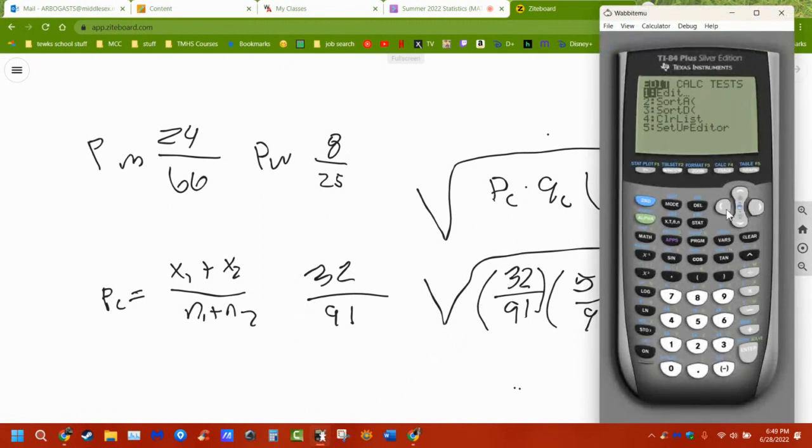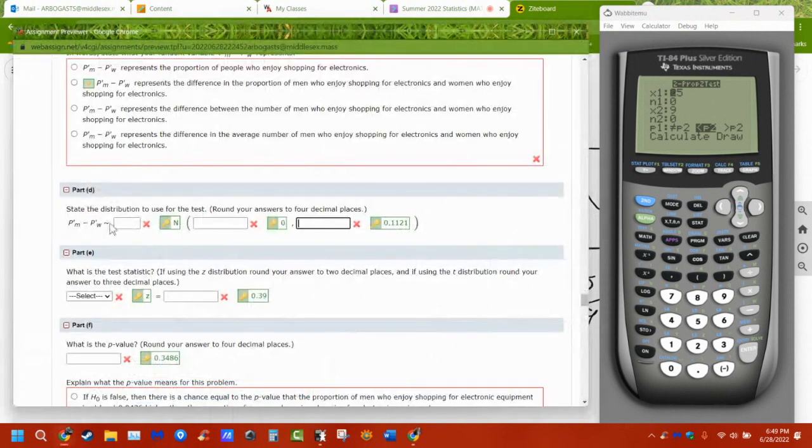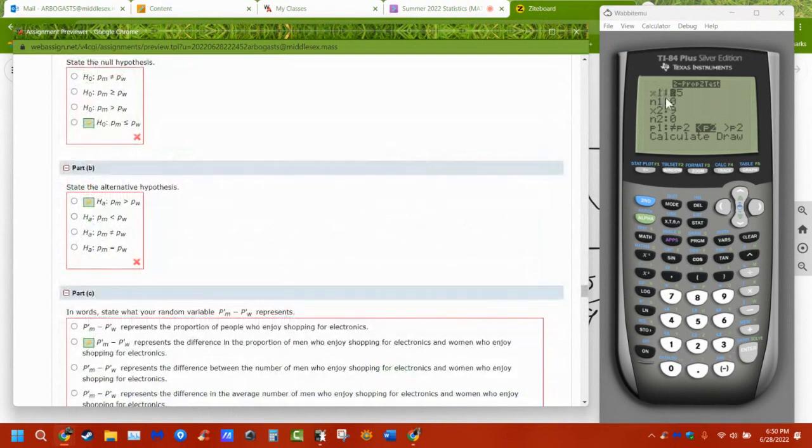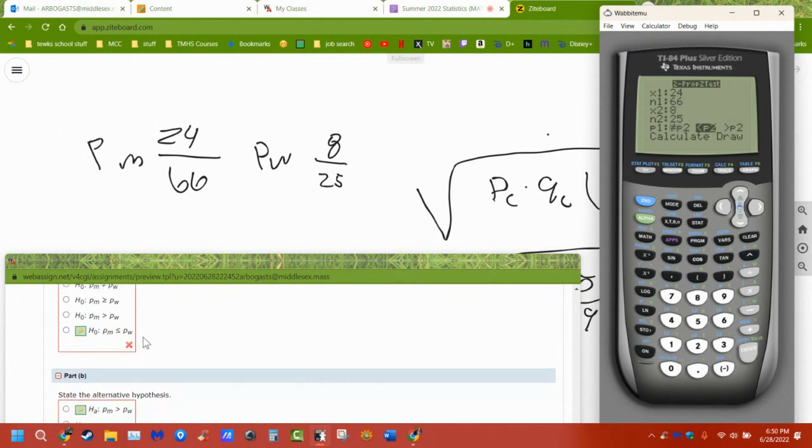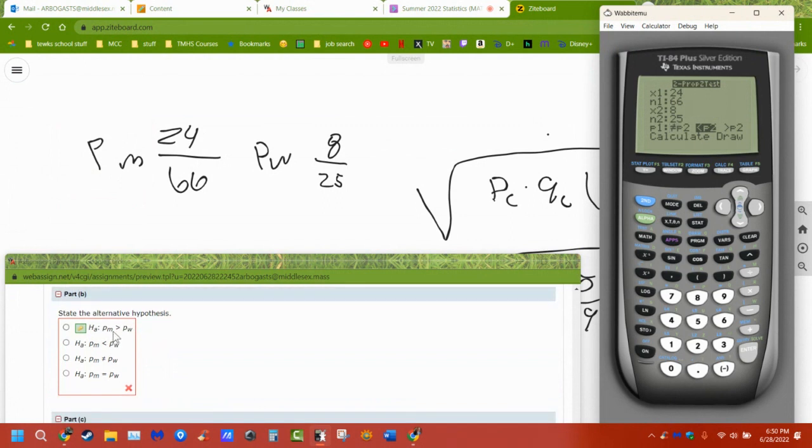it doesn't care about any of that. You're going to go to stat, your two proportion Z test, and it asks you what the pieces are. Well, I had males and females, so make sure you're putting them in the order they're asking. We have our males first, so we have 24 over 66, and we have 8 over 25. And then our alternative is that the first one is greater than the second one.